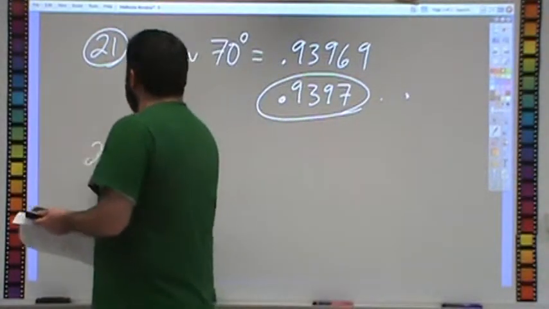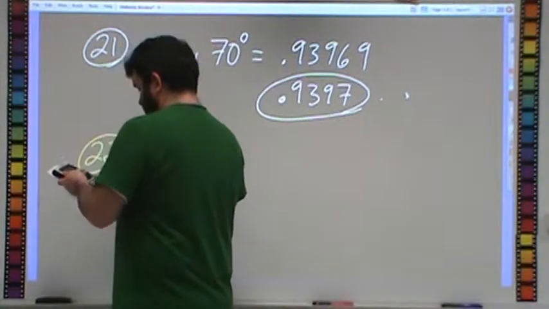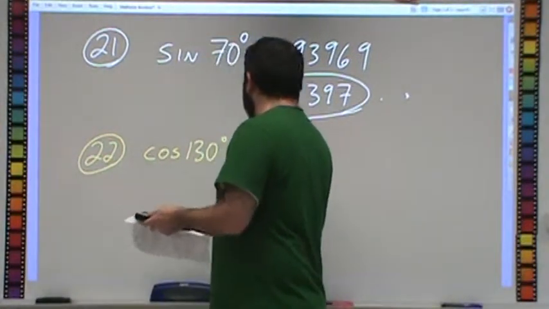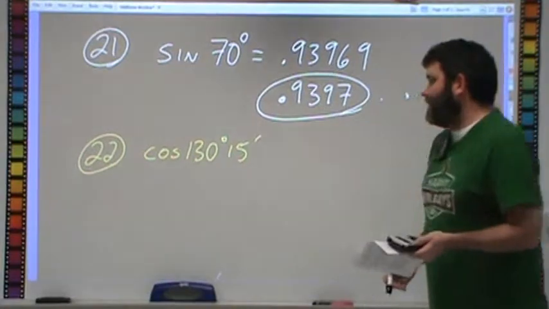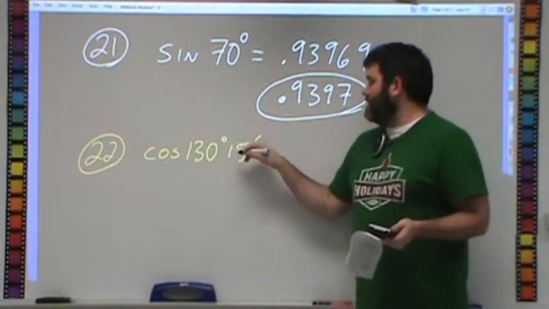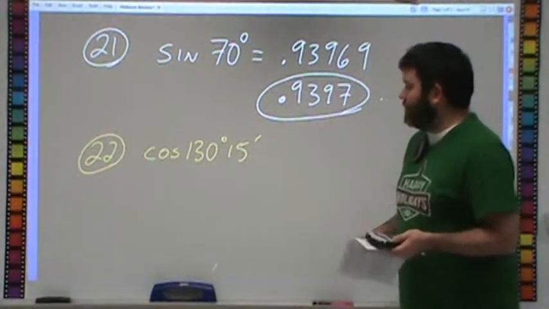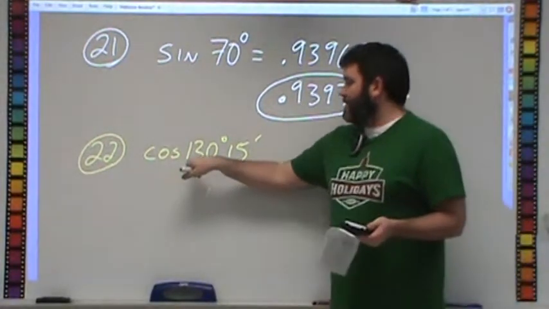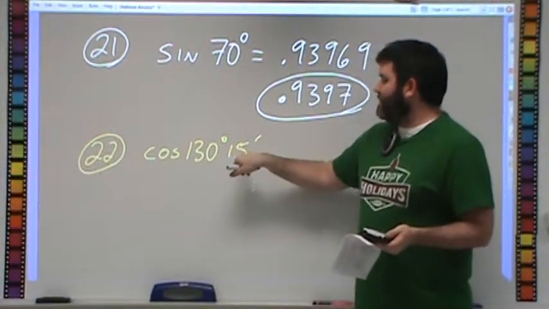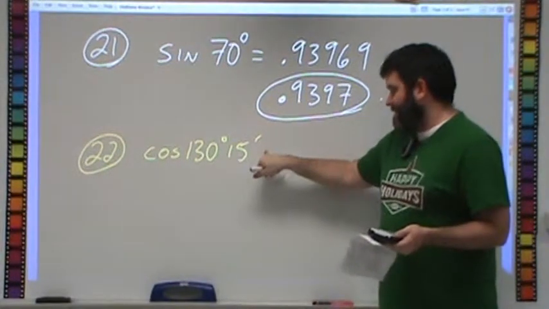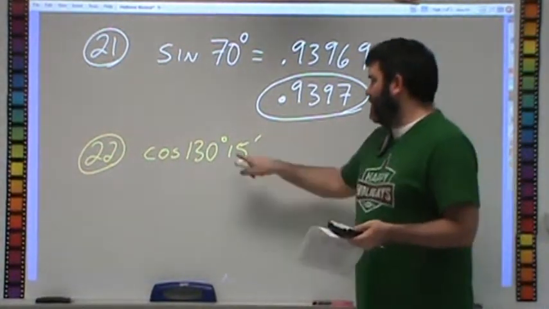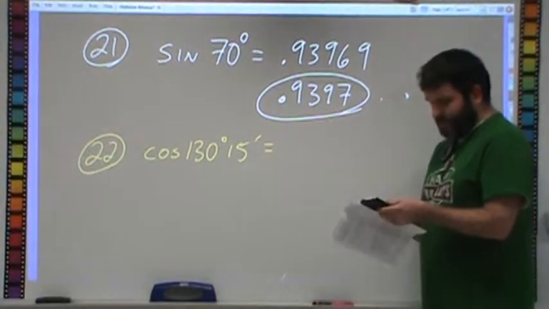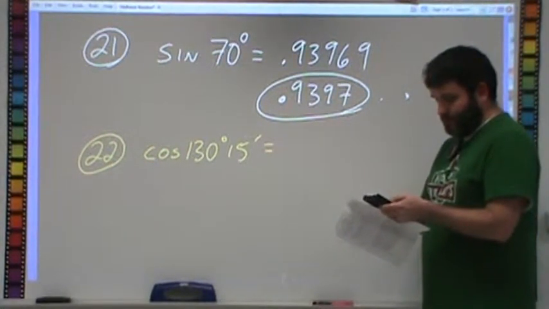All right, 22, very similar thing. You've got cosine of 130 degrees, 15 minutes. Now I can't stand here right now and talk to everybody about where you find these buttons on your calculator. Hopefully you remember. People with the short gray calculators, remember you type it in as 130, fraction button 15, fraction button 60, and then hit cosine. Everybody else, make sure you know where your buttons are. All right, you type that into the calculator, which I will try to do real quick.